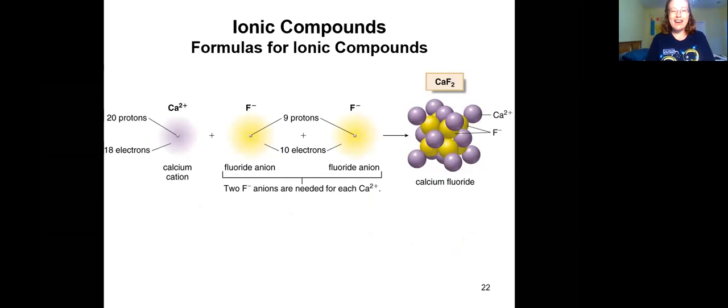Here we're working with calcium and fluoride. So we have the calcium ion. He's in group 2A. How did I know that? How did I look at this and immediately know the calcium's in group 2A? Oh, because everybody in group 2A forms a +2 charge.